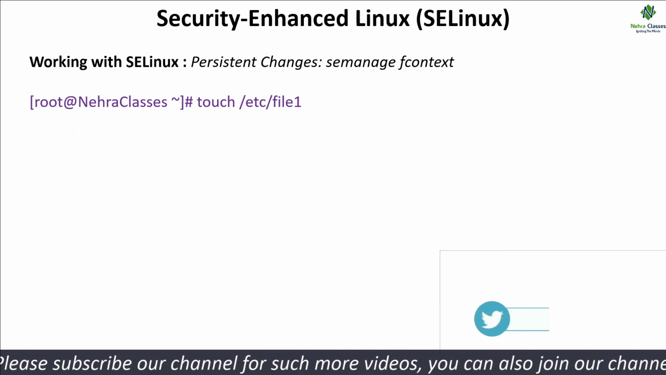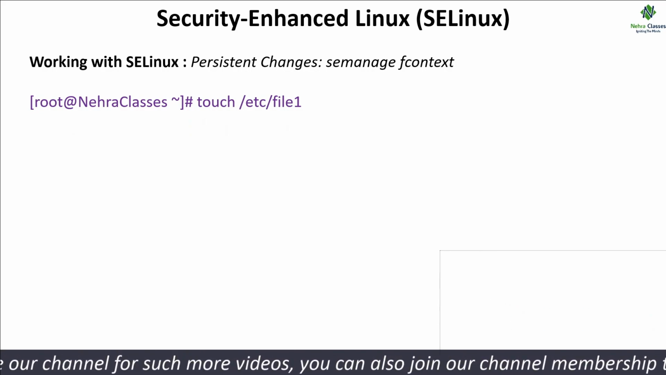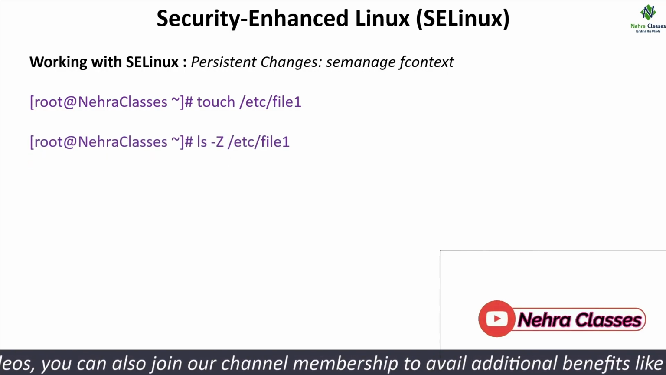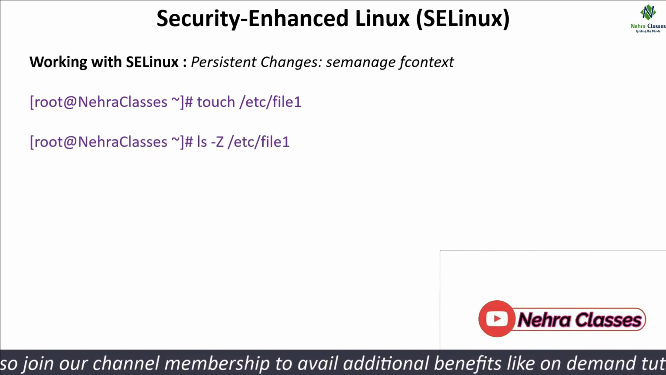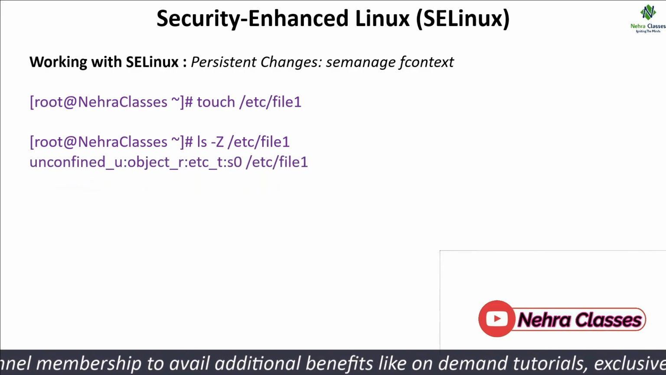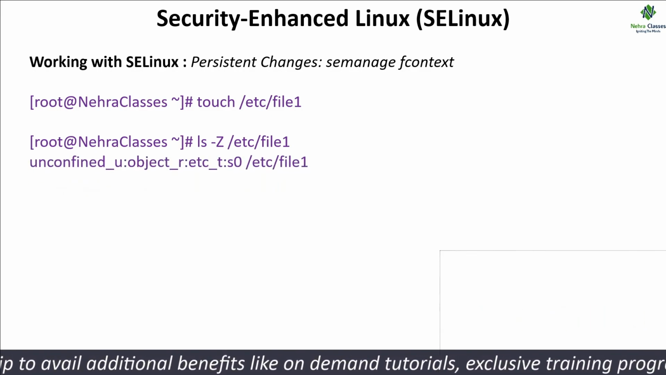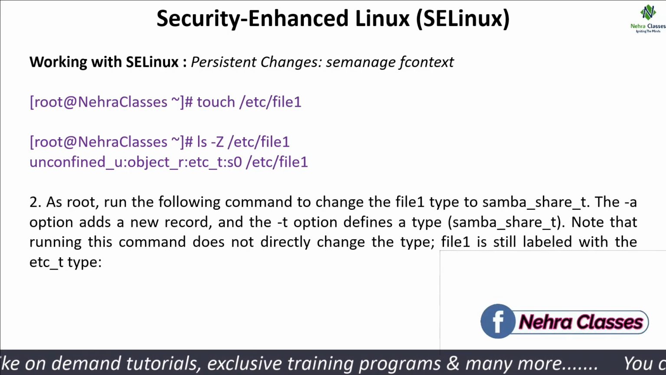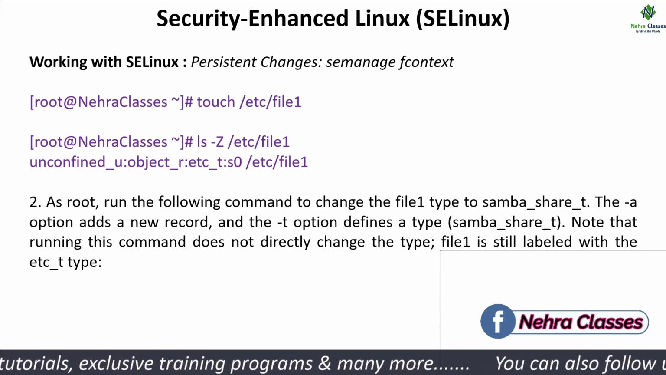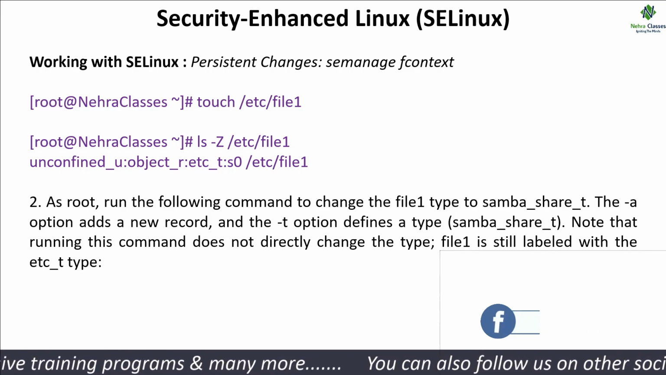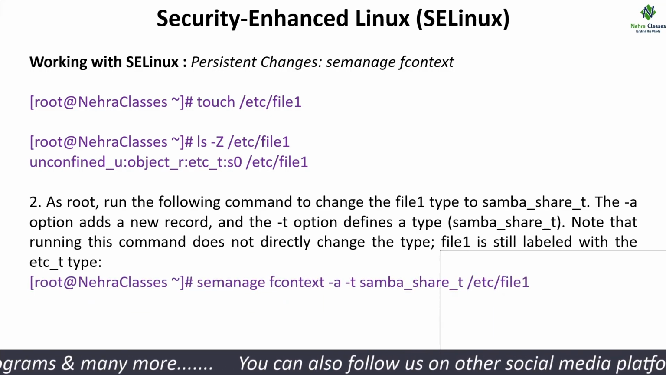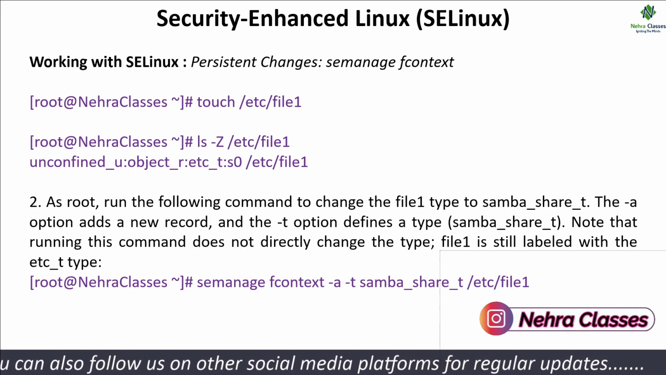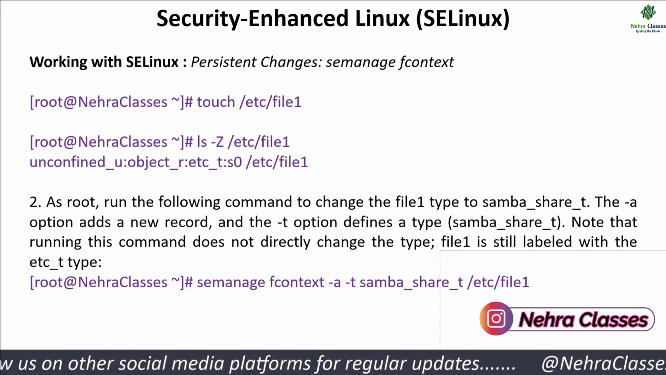So let's execute the touch command and create a file in the /etc directory with the name file1. After that, list the SELinux context by running the ls -Z command, and here you can see that the type is showing up as etc_t. Now as the root user, run the following command to change the file1 type to samba_share_t.